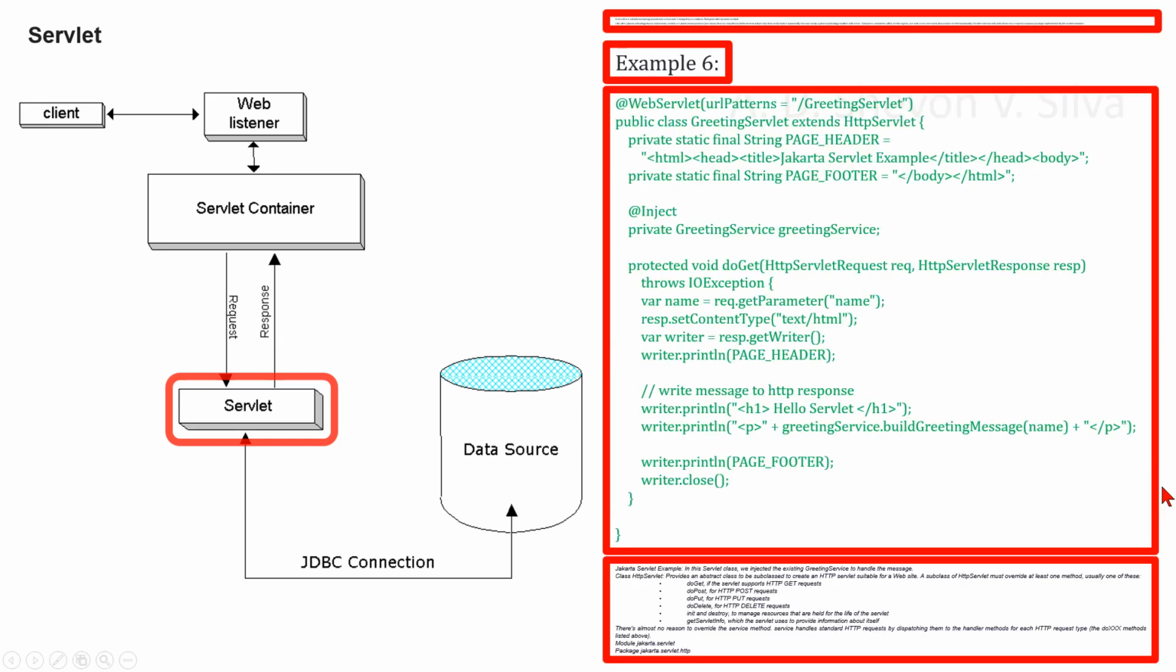As an example 6, we can consider this Jakarta servlet example. In this servlet class, we injected the existing greeting service to handle the message.